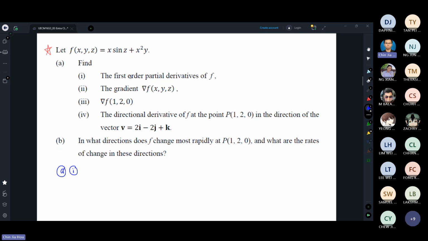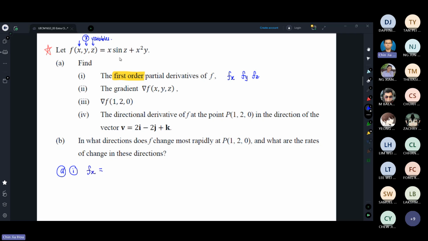First order. When the question asks you for first order, you need to find how many variables are there inside the function. We have 1, 2, 3. We have 3 variables. Meaning that if you want the first order, we are asked to actually find fx, fy, fz.